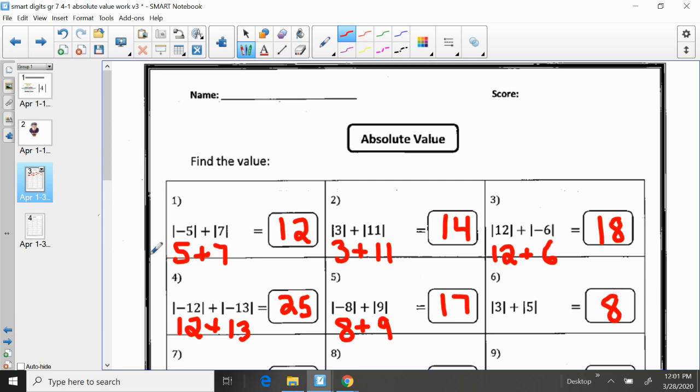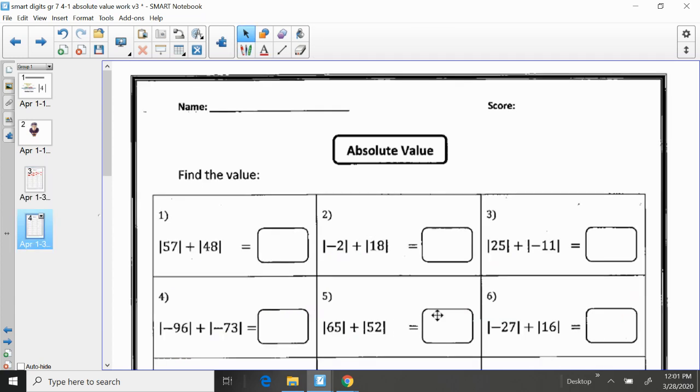So your goal today, and again, I will post a separate Google Doc for you to put your answers in, will be this page and this page. And then that is it. That is it for today.